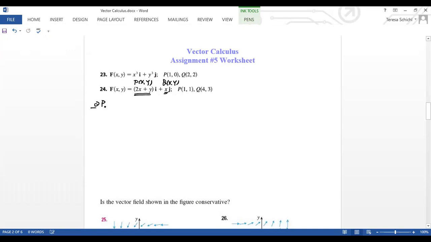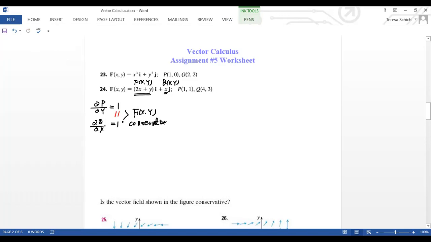Okay, so let's take a look at ∂P/∂y. What is it here? 2x plus 1, take it as 1. Good. Then ∂Q/∂x. Q(x,y) is x, so it's 1. Great, so they are equal. If they are equal, what do we say here? We say F(x,y) is conservative.